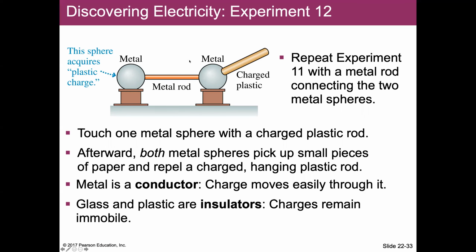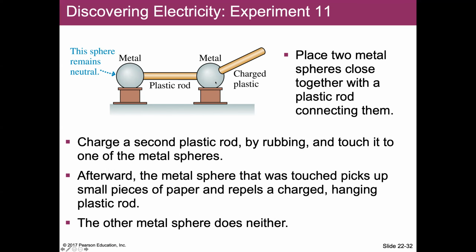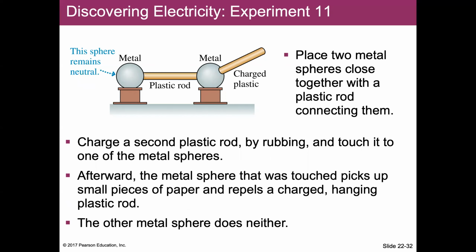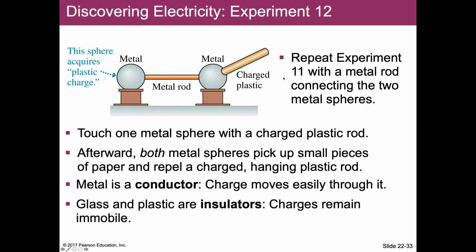And then if you replace this plastic rod with a metal rod, this metal sphere gets the charge from your charged plastic, and then this other metal sphere also gets charged through the connecting metal. So what does it mean if you compare the previous experiment and this experiment?